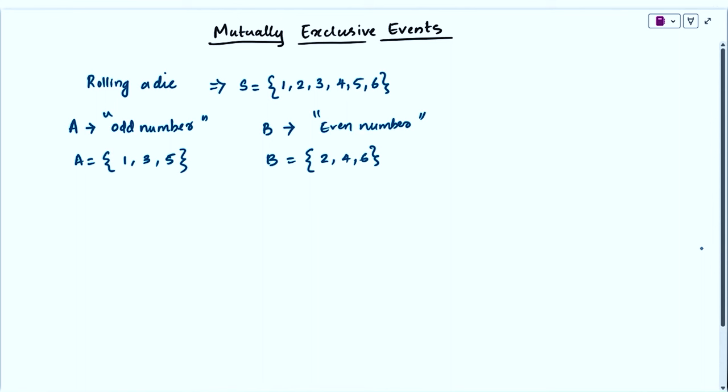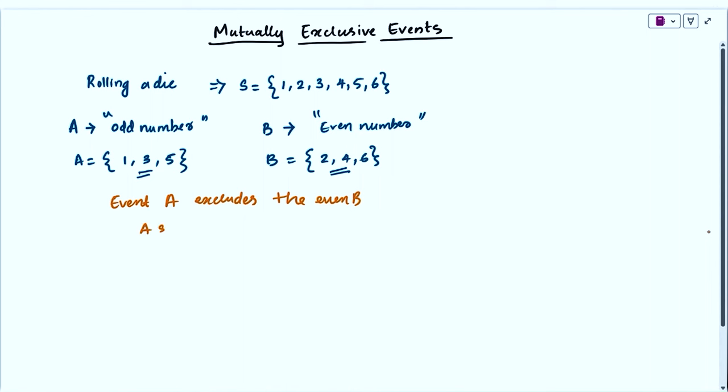Now, we can see that the elements in the subset A and the elements in the subset B are entirely different. There are no common elements in the two subsets A and B. So, we can say that the event A excludes the event B and vice versa. In other words, there is no outcome which ensures the occurrence of A and B simultaneously.